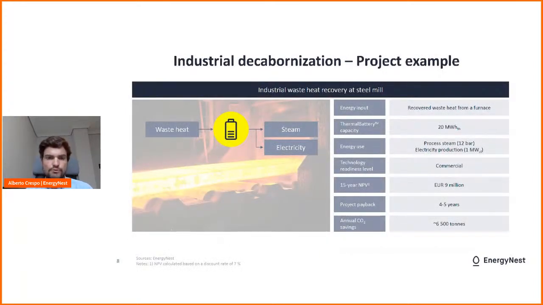I wanted to show you one project example for industrial waste heat recovery at a steel mill, in which, as I mentioned earlier, we are very well positioned. In this specific case, we recover heat from the flue gases of an exhaust source at this steel mill in Central Europe, and we use this heat to produce steam and electricity for on-site consumption. The thermal battery for this application is 20 megawatt hours. We produce process steam at 12 bar and electricity by means of an organic Rankine cycle of 1 megawatt electric. The 15-year NPV is in the order of 9 million euros, with a project payback between 4 and 5 years. And to show the impact on decarbonization, with this small size of battery, we are able to reduce CO2 emissions on this specific site by 6,500 tons per year.